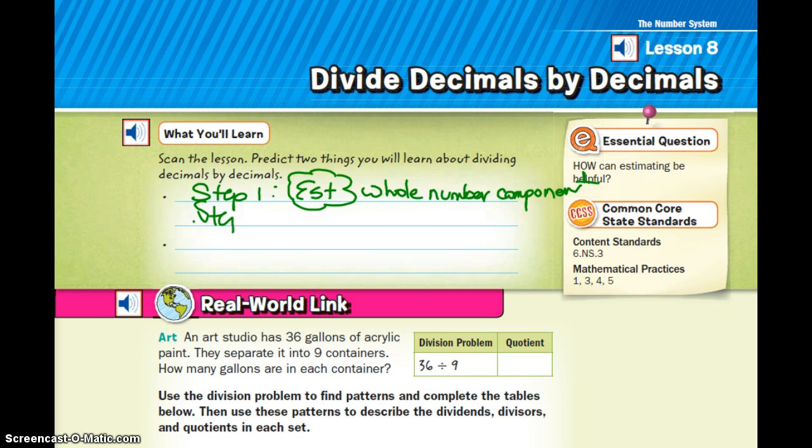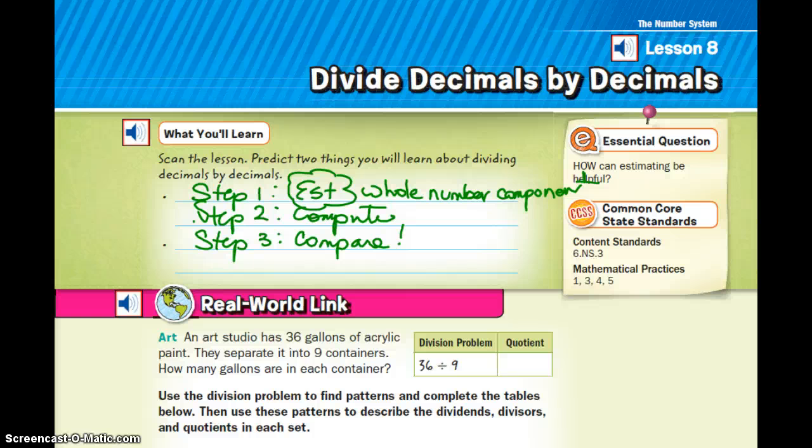Step 2 is to compute. And you guessed it, step 3 is to compare. And you learned why comparisons are so important, because if you do a comparison and you find out that your answer looks stupid once you compute it, you can catch your mistake.